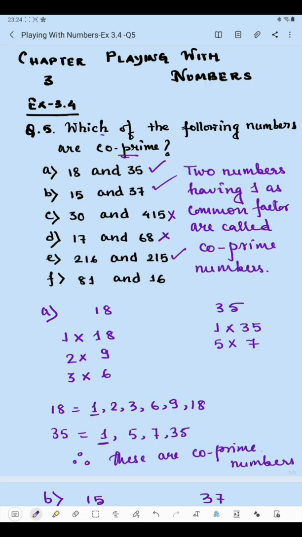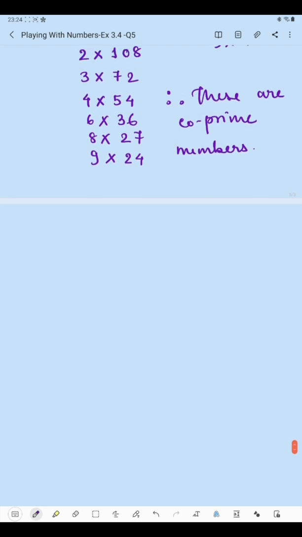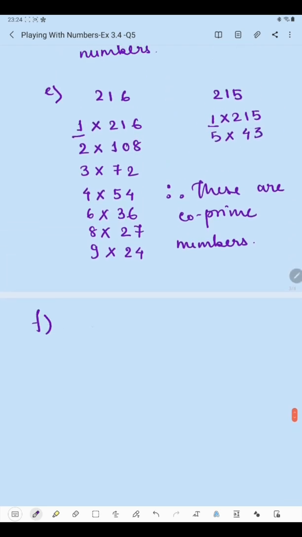Now in the last part we have 81 and 16. So we'll find the factors of 81 at first. So 1 81 is 81. Then we will take 3. 3 twos are 6. 3 sevens are 21. After this, 81 cannot be divided by 4, 5, 6, 7, 8. We'll take 9 now. 9 9s are 81. So these are the factors of 81.